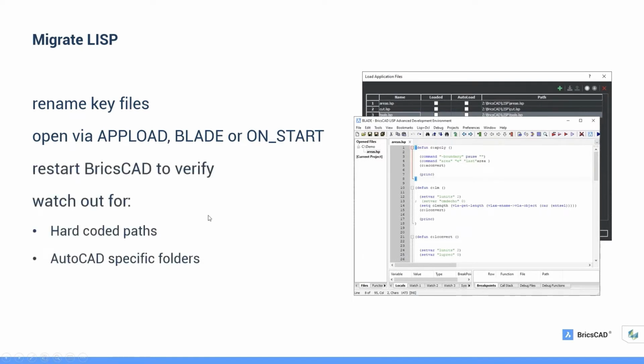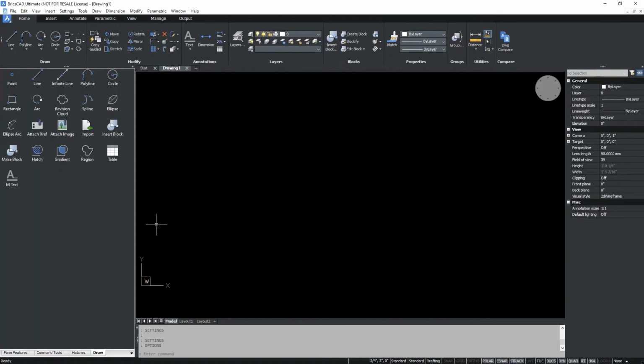And all we have to do is really restart BricsCAD just to verify. Some of the watchouts: pathing. If you have something in your program that's an AutoCAD specific folder, well, someday AutoCAD is not going to be there. So if you leave that AutoCAD path in the file, you're going to have problems because it's going to be looking for a folder that's not there. So we'd like to look for those types of things and change them over to our BricsCAD folder. Let's see how that's done.